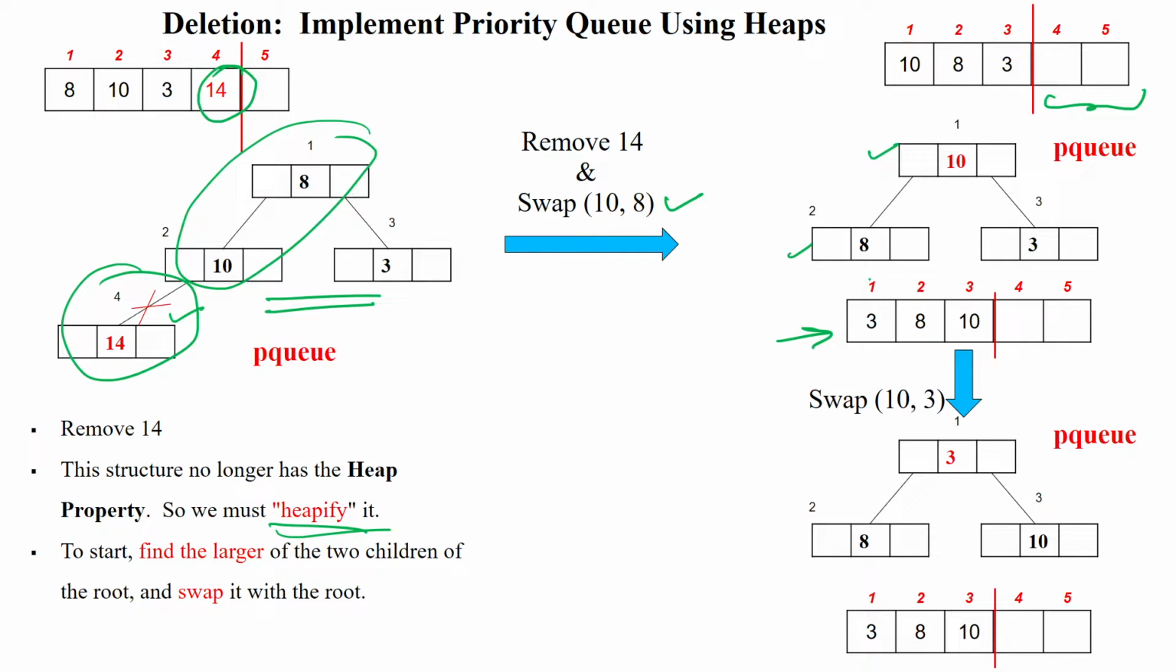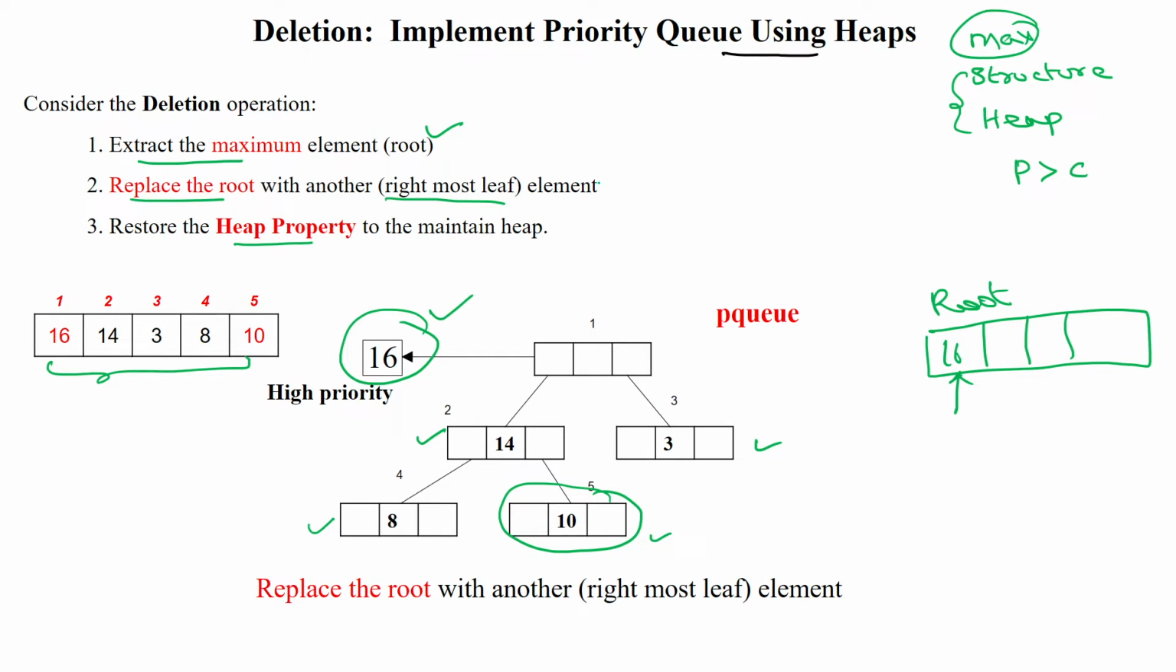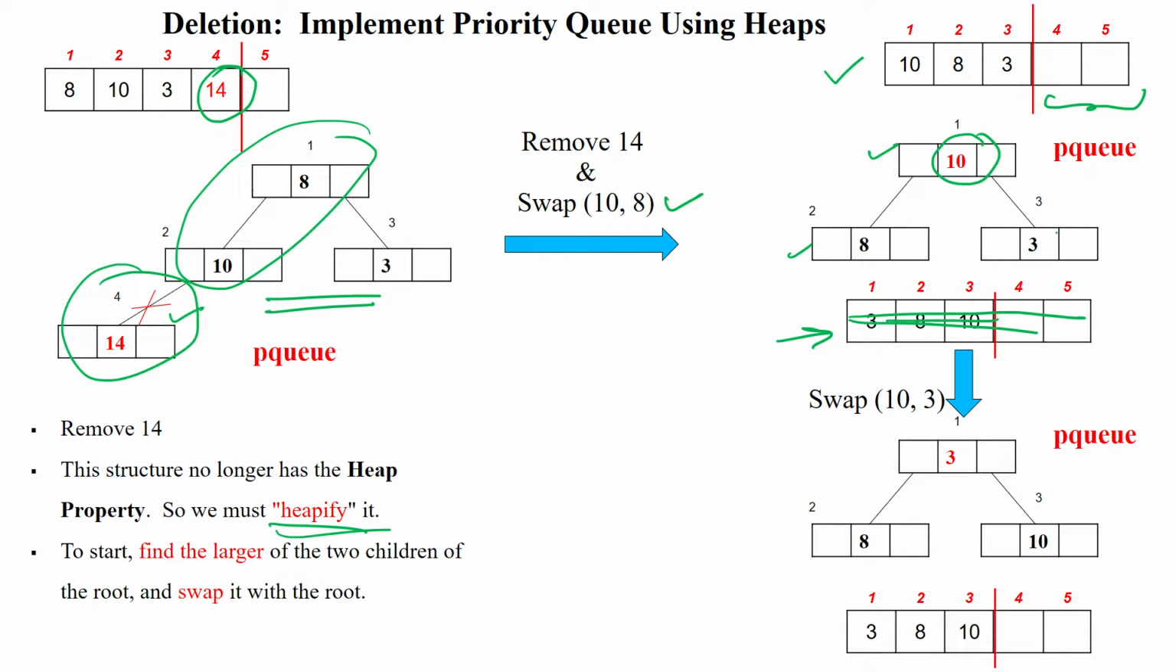So here 10 is like this, 8 is like this, and 3. So now we are going to delete the highest priority, 10. We are going to delete this. So once you want to delete this, we have to swap with the rightmost leaf node. As per the algorithm here, we have to replace or swap the rightmost element. So rightmost element is here 3. So with this 3 we are swapping. So 10 becomes a child and 3 becomes the root. After swapping, 3 is in the first index, 10 is at the rightmost index.